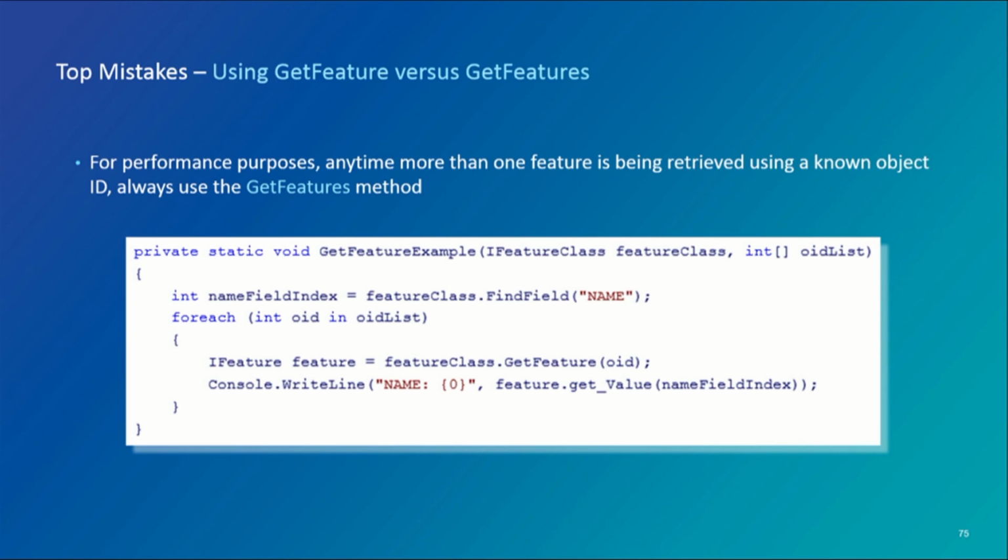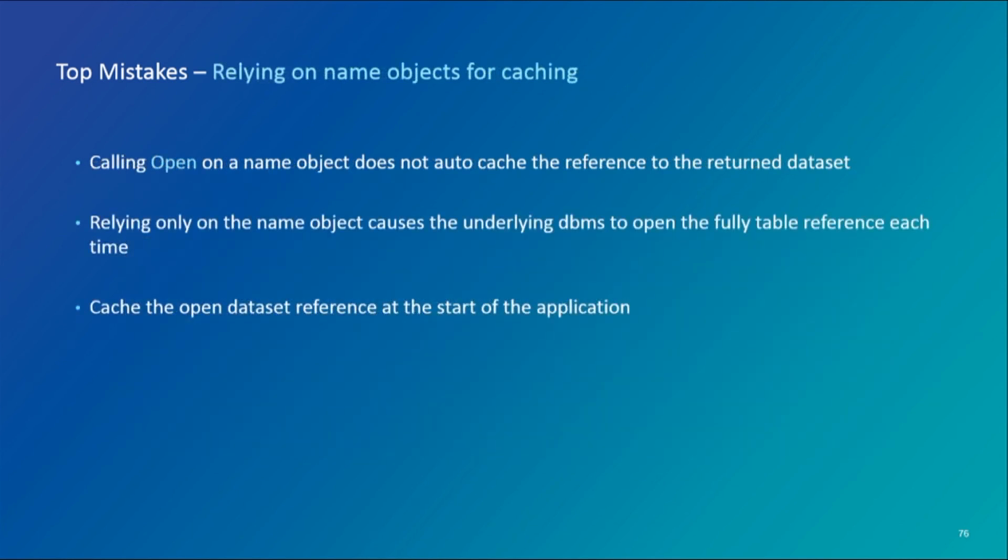Why is this bad? Remember I said that GetRows was implemented with a search cursor. That means every time in this loop that I call GetFeature, I'm opening a new cursor on the database. That's bad. Just pass us the array and let us do it once. Okay? If I could go back in time, I would remove GetFeature. Okay.